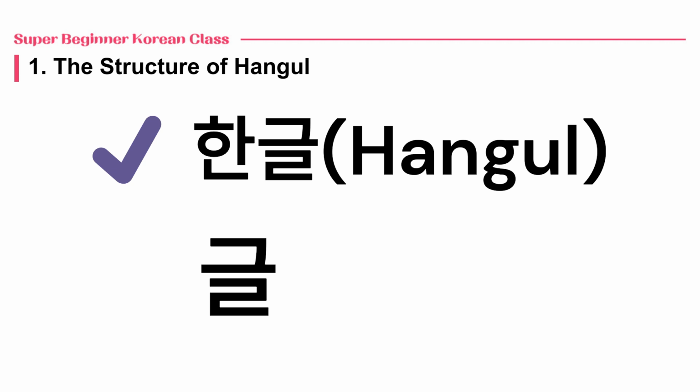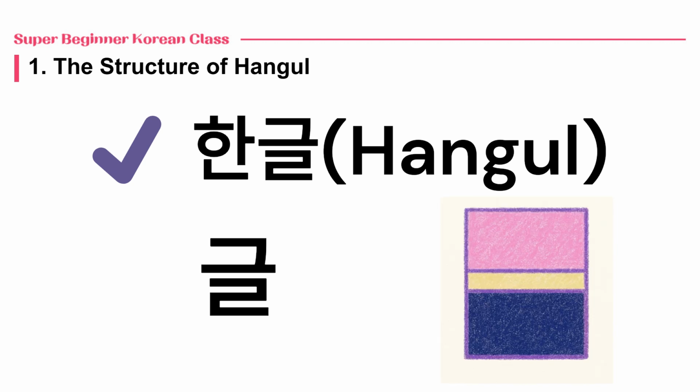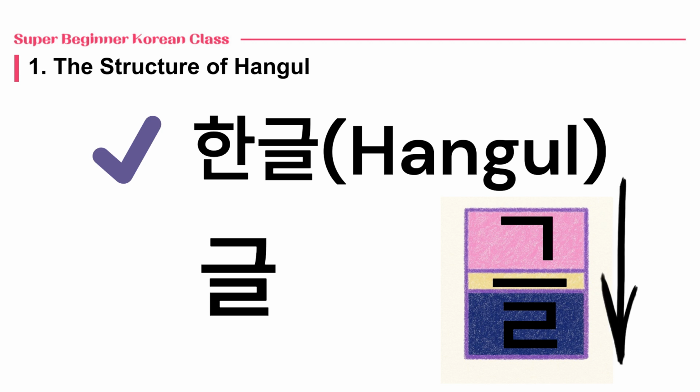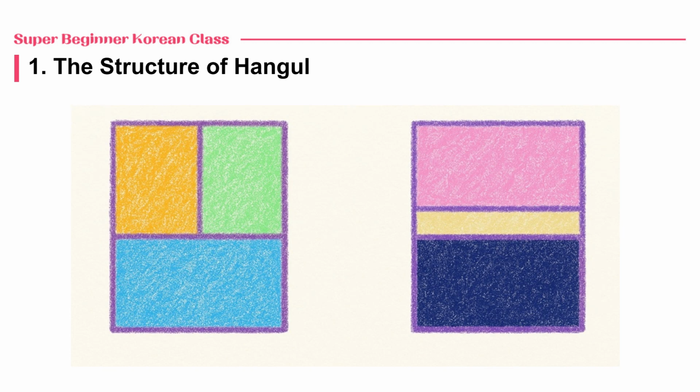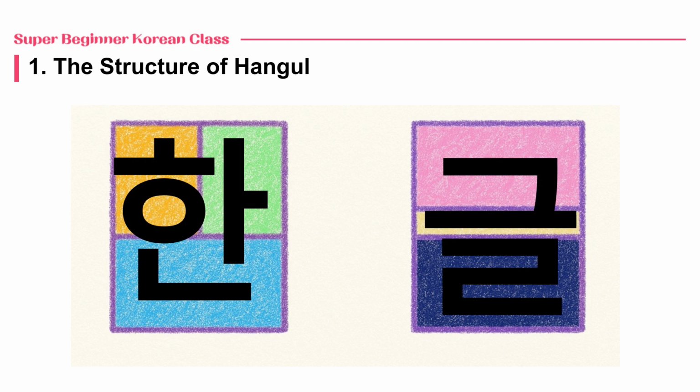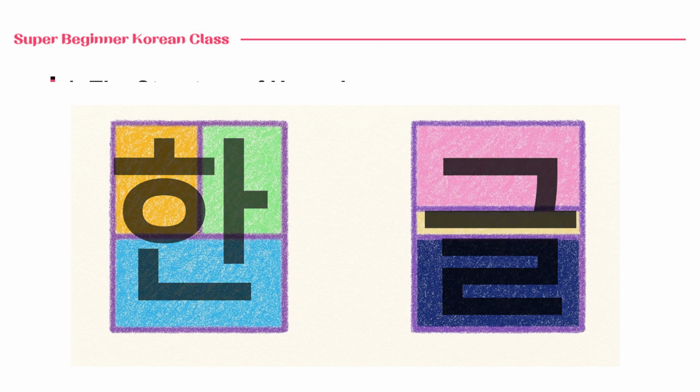Next, let's look at 글. It also has three parts. 기역 is the initial sound, 으 is the medial sound, and 리을 is the final sound. This time, we write from top to bottom. So, Hangul is made of two blocks, and each block is built with sounds. Now you can see how Korean letters are put together. Does it make a bit more sense now?